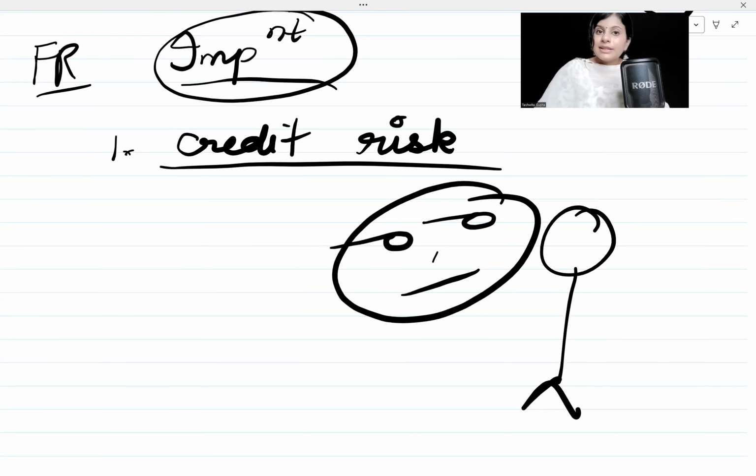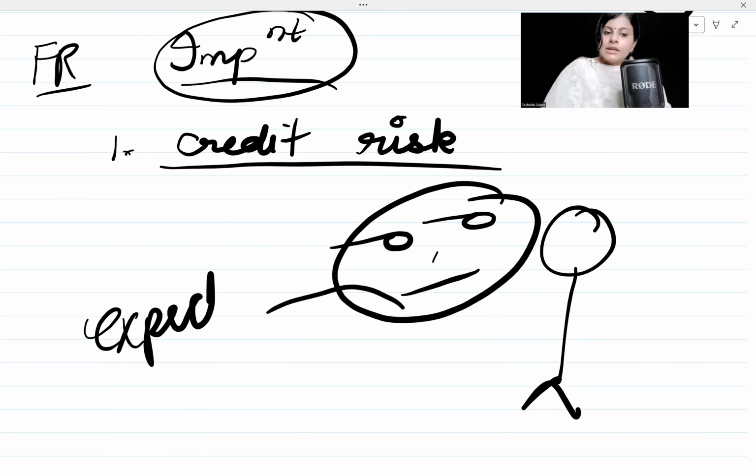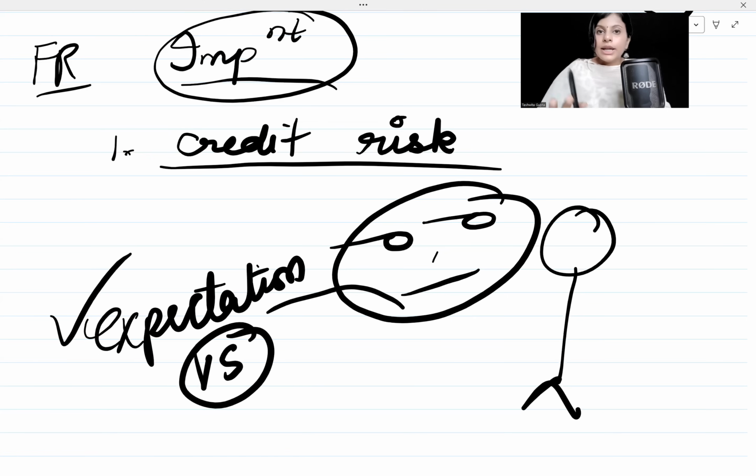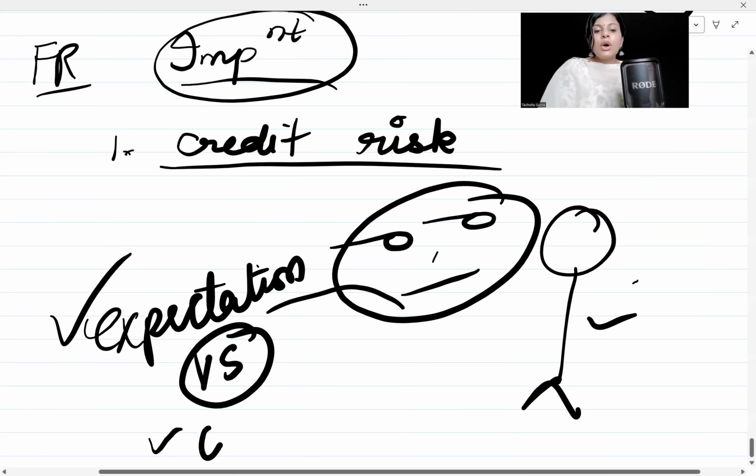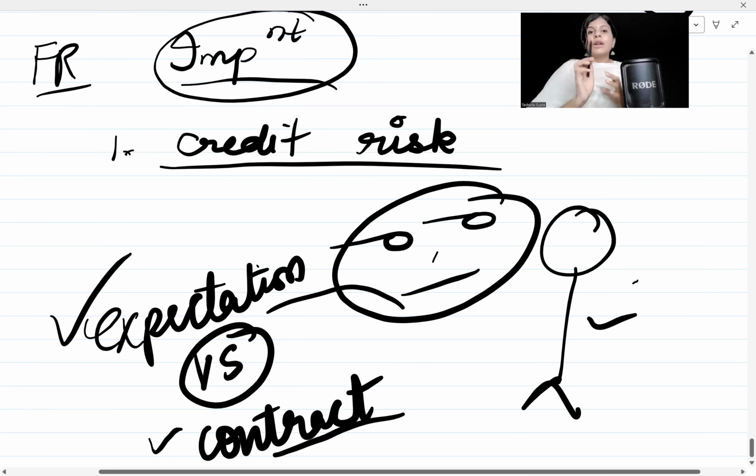Based upon this skepticism, you develop some kind of expectation of what this person is going to pay. Then you compare your expectation. This is a byproduct of your overthinking only. It's not something this person has communicated to you. He's enjoying his life. You are doubting this person and you've come up with an expectation. You are going to compare what you expect to receive from this person with what is given to you in the contract. If you have given a loan to someone, you must have signed a contract with them.